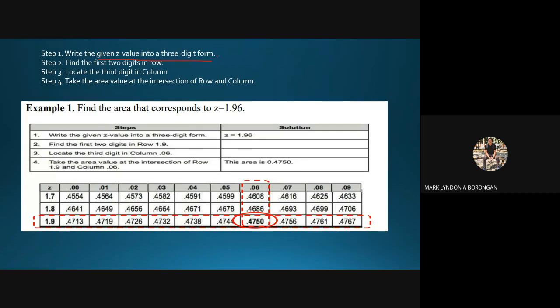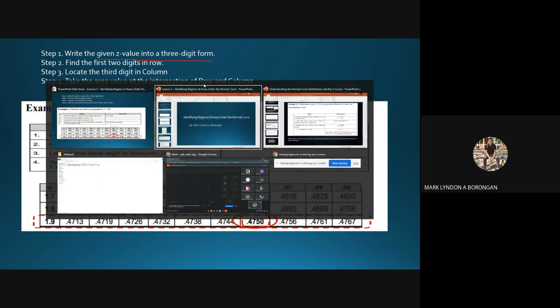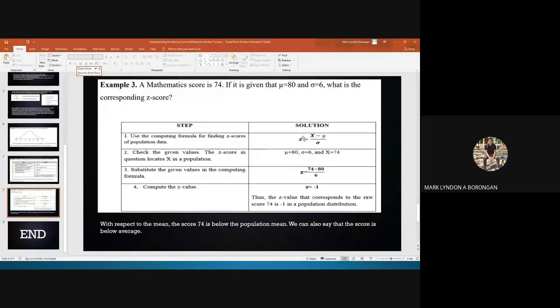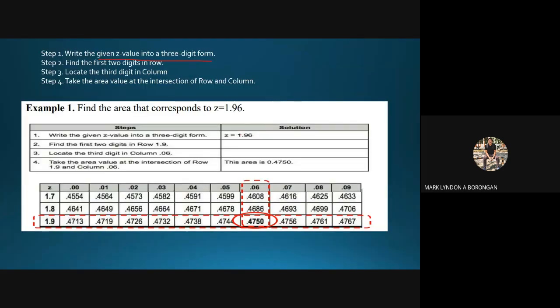This connects to our previous lesson. In our previous lesson, we have z is equal to x minus the mean over the standard deviation. So the first and second lessons are connected: the z is needed for the next part, which is to locate the area under the curve.